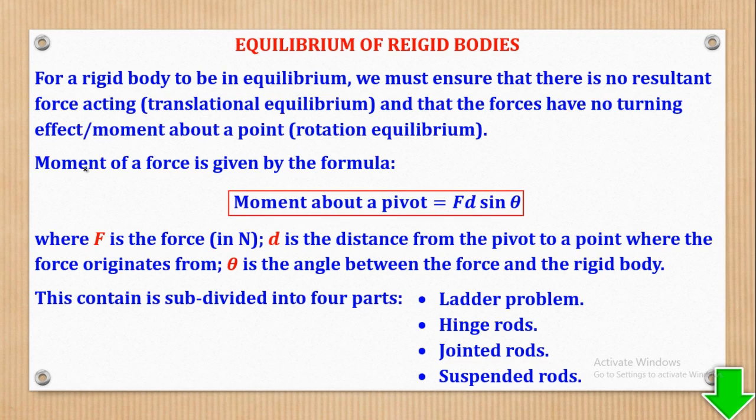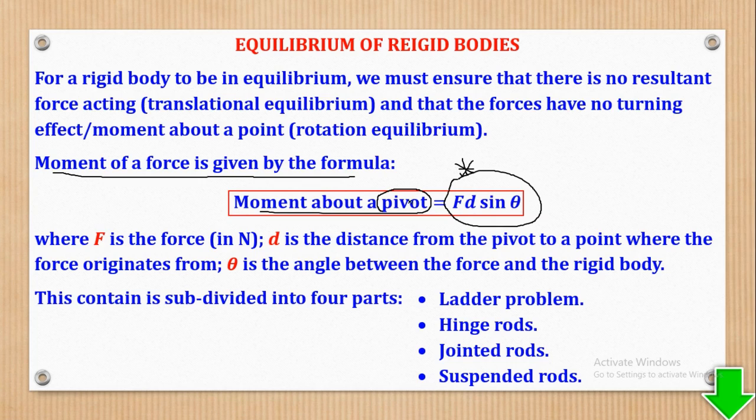Because there is moment, let's see the formula for moment of a force. The moment about a pivot, where the pivot is the point where I take moments from, is given by the formula F D sine theta. This formula is very vital, and we shall use it more frequently in this topic.